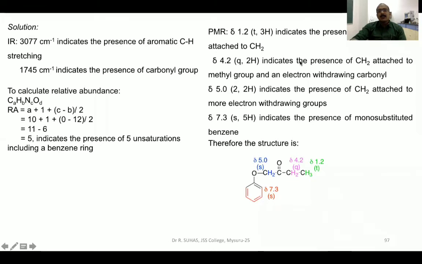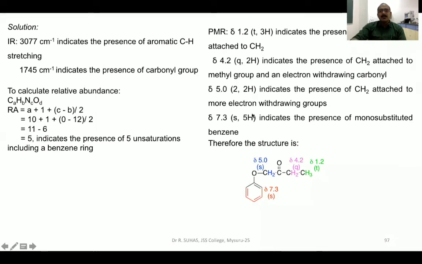4.2 quartet 2H indicates the presence of a CH2 attached to a methyl group, but the value is quite high for this CH2. It should usually be 1.3 or 1.5, but it is quite high. That means it is attached to an electron withdrawing group. Then the other one is delta 5, 2H. Sorry, this should have been a singlet, not a quartet. It indicates the presence of a CH2 attached to more electron withdrawing groups, because the value is high.